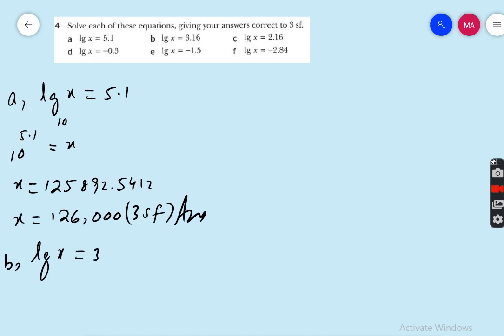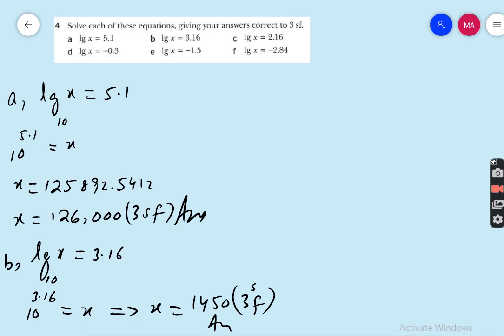Log x is equal to 3.16, and this is base 10, therefore 10 to the power 3.16 is equal to x. This implies that x is equal to, with the help of a calculator, 10 to the power 3.16. So the answer is 1445.43. After rounding off, the answer should be 1450, 3 significant figures, because 3 significant figures is the requirement of the question.